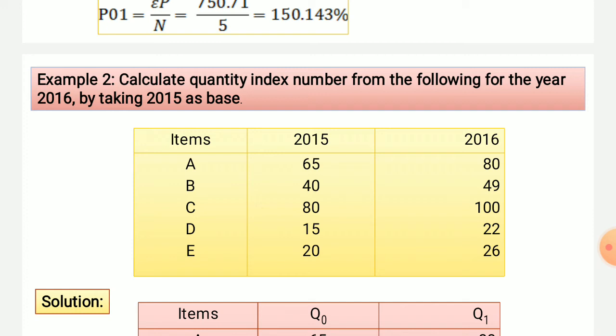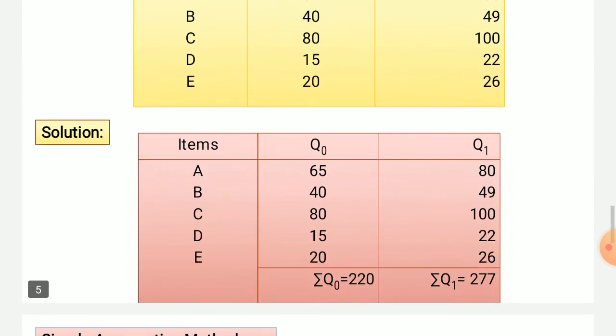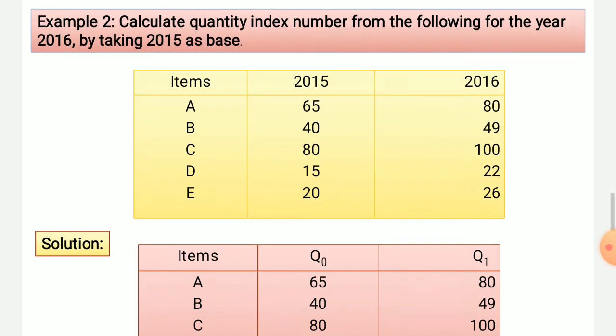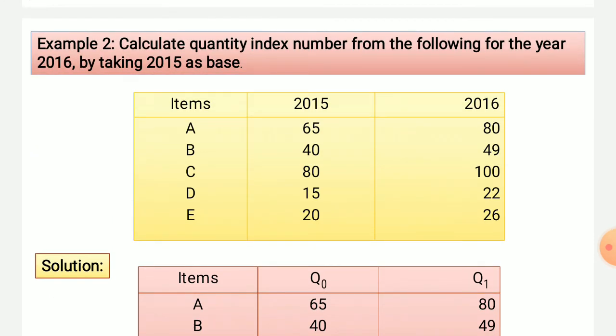So with this data we have to calculate quantity index number. Now items in the first column and base year quantity second column, and current year quantity in the third column. So year 2016 is called as the current year.